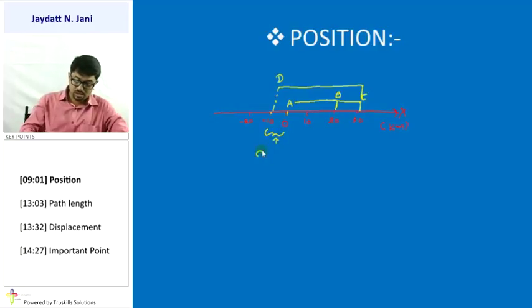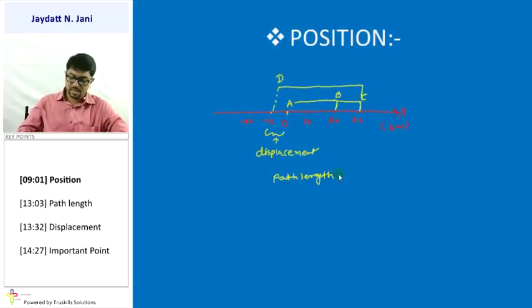This you call displacement. But if you think about path length, it means path length that is from A to B to C to D. It means from A to B, then B to C, and then C to D. And that is considered the total distance. So here you can say that displacement means what? Displacement means change in the position, that is the displacement.